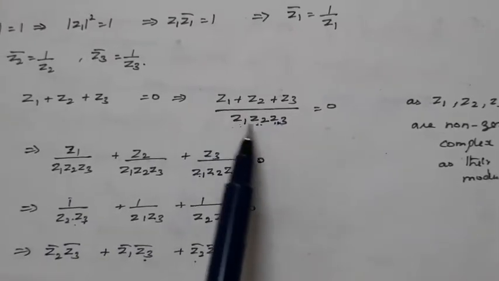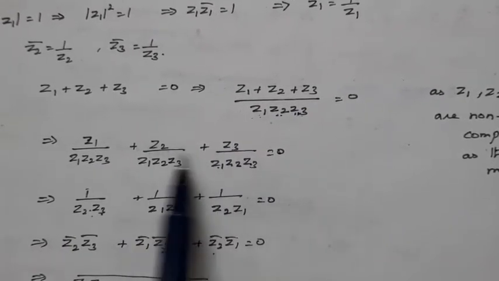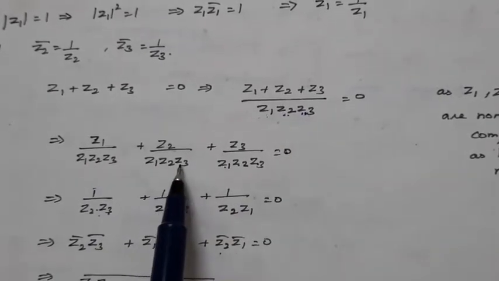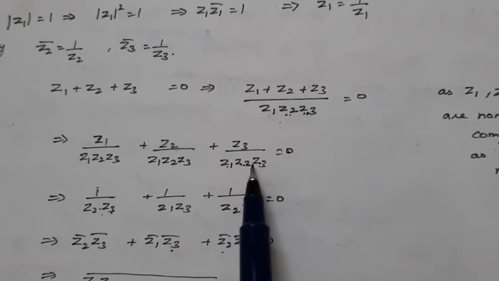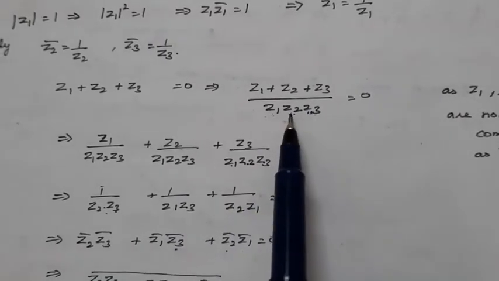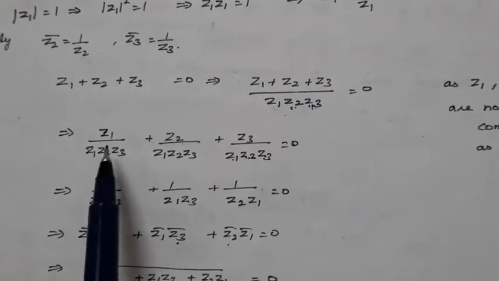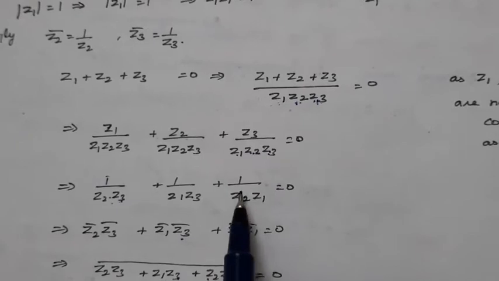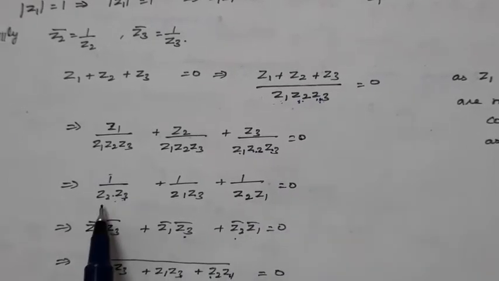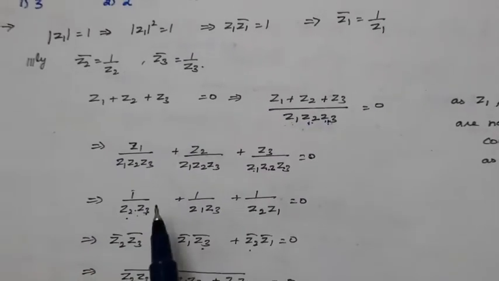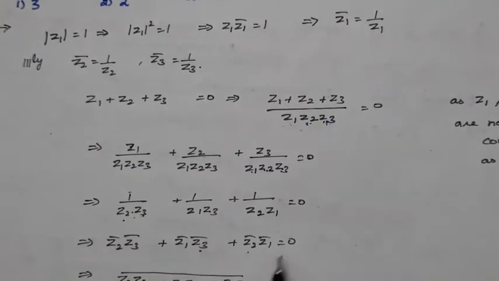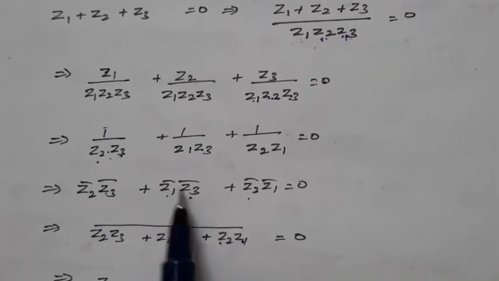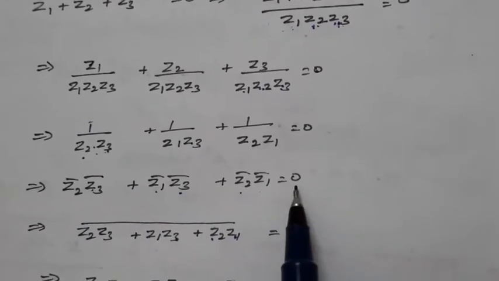By splitting this as a summation of 3 terms, Z1 by Z1 Z2 Z3 plus Z2 by Z1 Z2 Z3 plus Z3 by Z1 Z2 Z3 equal to 0, as Z1 Z2 Z3 is a common denominator. Cancelling, we will have 1 by Z2 Z3, 1 by Z1 Z3 and 1 by Z2 Z1. 1 by Z2 is nothing but Z2 bar and 1 by Z3 is Z3 bar. Let us replace that, so that you will have Z2 bar Z3 bar plus Z1 bar Z3 bar plus Z2 bar Z1 bar equal to 0.